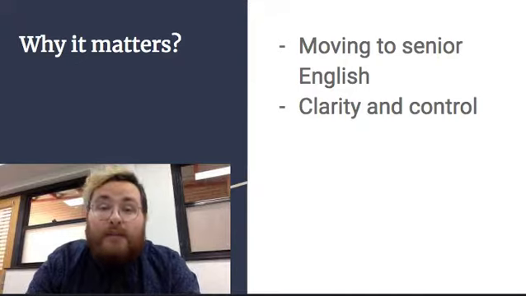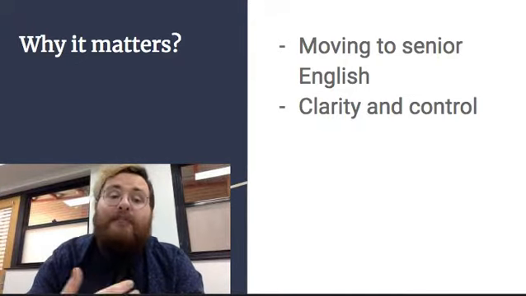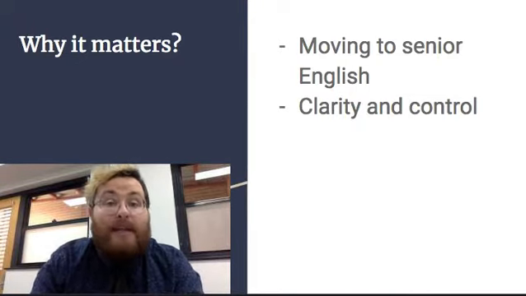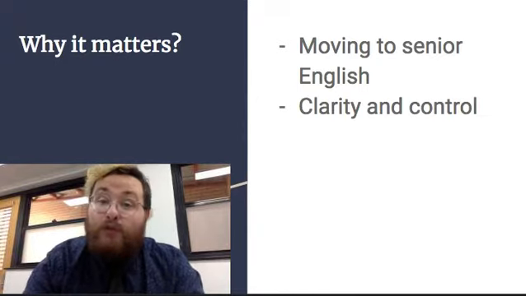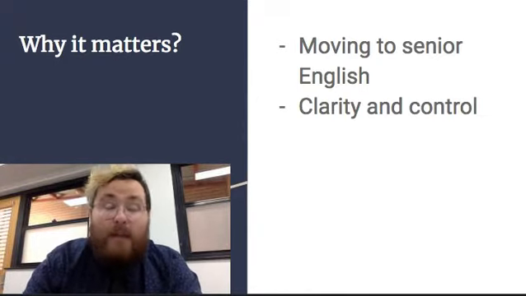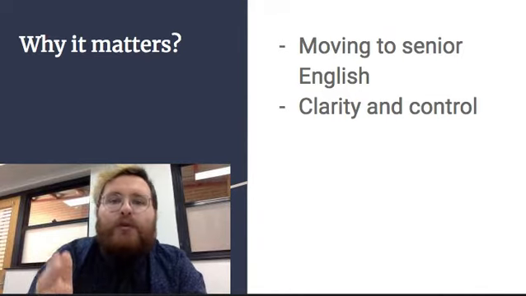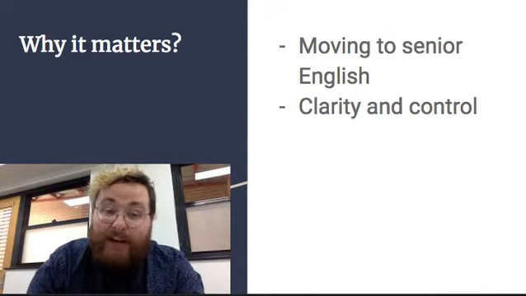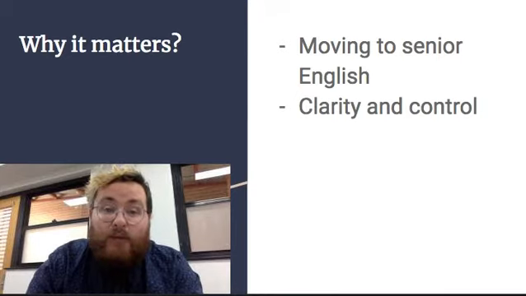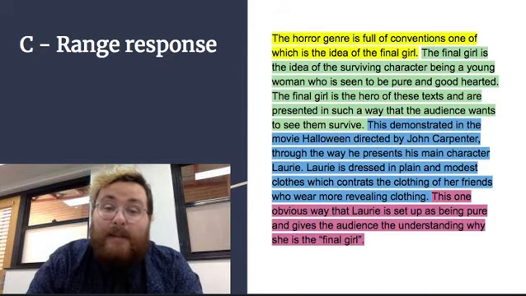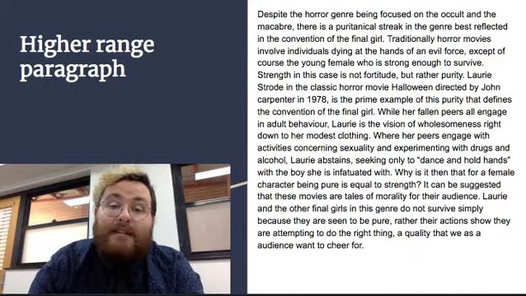But if you can attempt to model this, it will make every piece of writing that you do better, because you're able to put your own voice into it so that a reader, no matter the purpose, can understand who is writing and why you're writing it. So hopefully this helps you understand the difference between a C range response and pushing towards that A range.